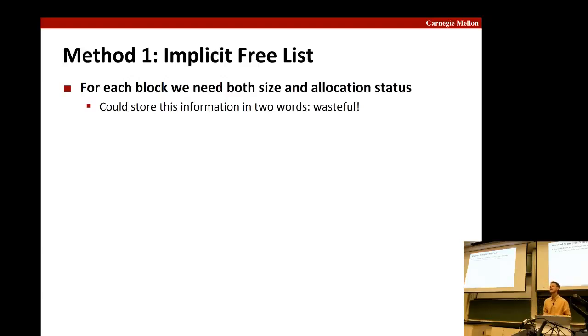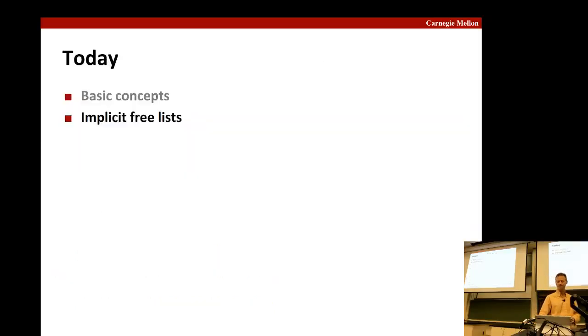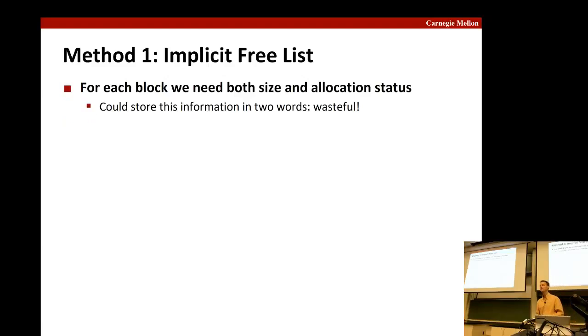So I mentioned that in addition to size, the thing about the implicit free list, and let me just remind you again, is that we've got implicit free lists. We've got these length fields that we use implicitly, and we said we needed to tag them as either allocated or free. Okay, good. Now, for this tag of allocated or free, we don't want to have to store this information in its own word. Any clever tricks?